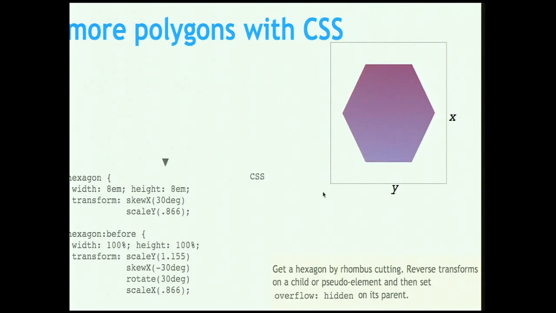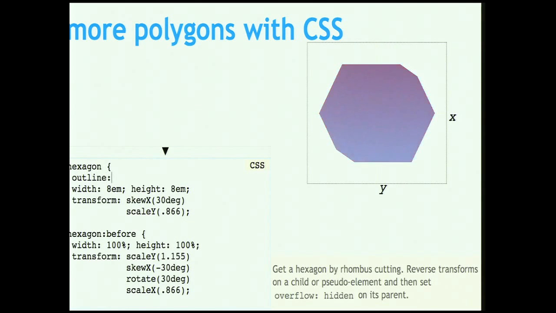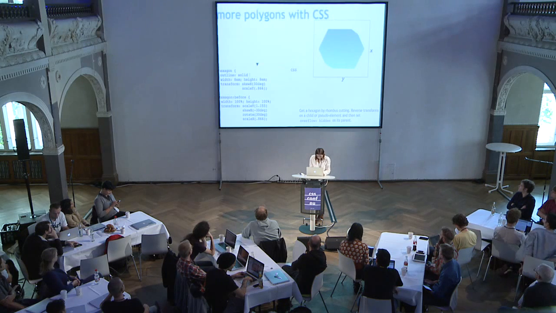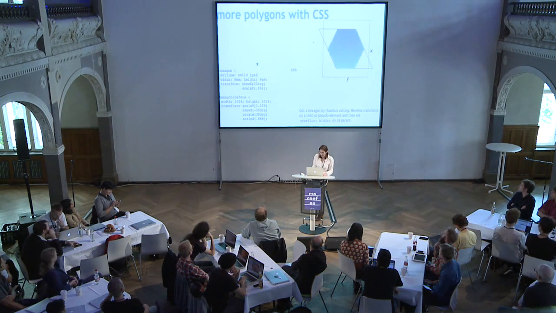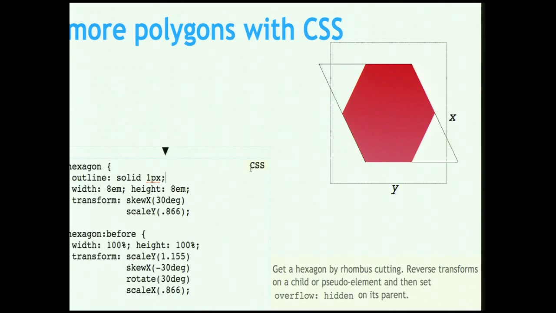And you can do more polygons with CSS. You can get a hexagon by skewing the... You can see it better if I do this. This is the original element, and I skew it by 30 degrees, and then I scale it to make it a rhombus. And you can see that I undo the transforms on the child element. I undo the scale, and undoing the scale means scaling by 1 over the initial scale factor.